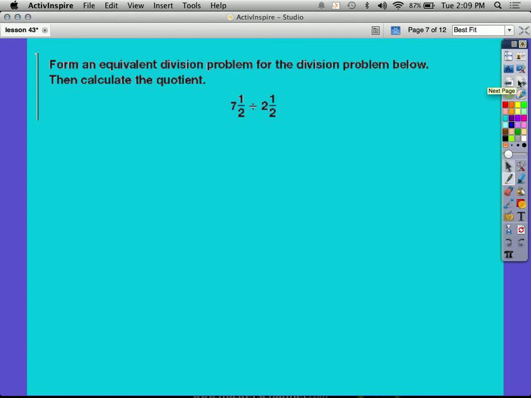Form an equivalent division problem for the division problem below, then calculate the quotient. When I see halves, I'm going to think, first of all, I don't even know how to divide fractions yet. So I'm not sure what I'm going to do. Well, when I see a half, I know I can multiply by 2 and I'm going to get a nice whole number. So 7.5 times 2 is going to be 15 because I can add 7.5 plus 7.5.